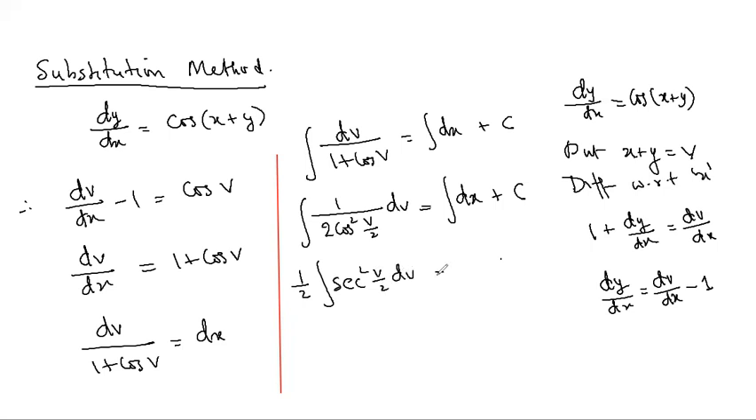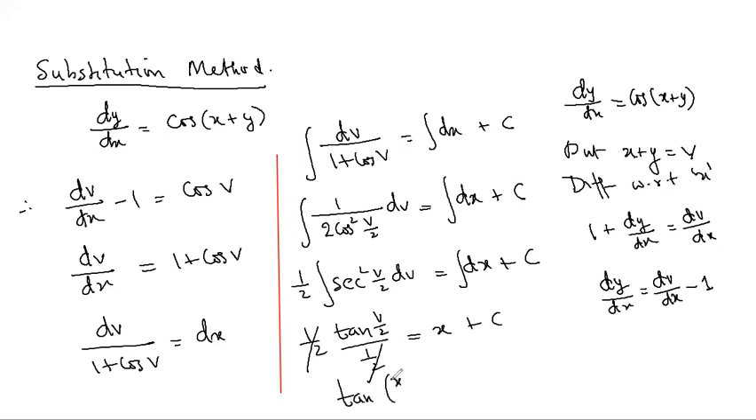Till now, whatever question I asked you in integration, one or other student has always given me the answer. Now this is a direct formula of integration. So it is tan v by 2 upon 1 by 2 is equal to x plus c. Now the only step left is to remove v. The v is put by us. So tan of (x plus y) by 2 is equal to x plus c.